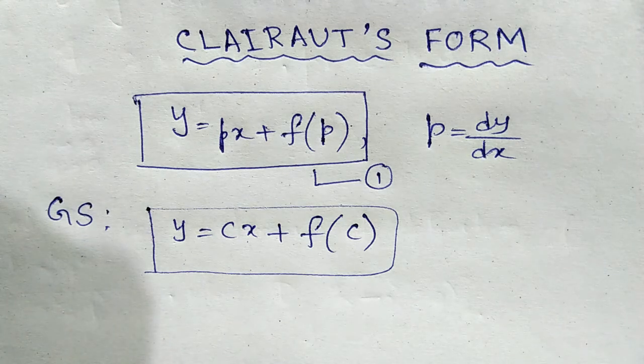Now, the singular solution of the Clairaut's equation (1) becomes the envelope of the family of straight lines given by the general solution. That is, the curve given by the singular solution touches every member of the family of lines given by the general solution.